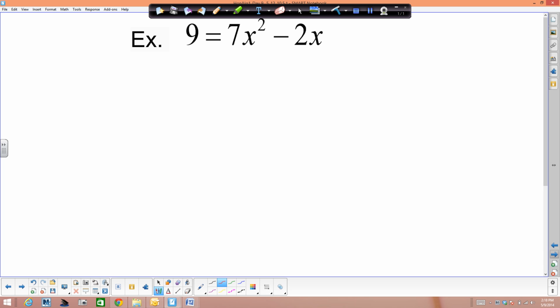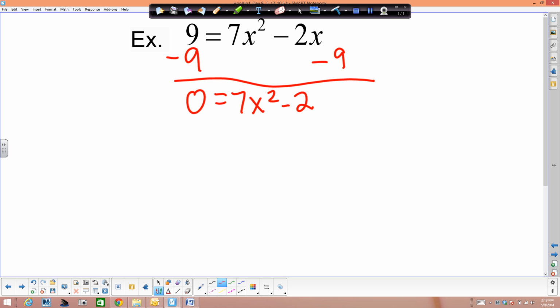Alright, so this one's a little bit different because if you notice, we're not in standard form. So in order to get to standard form, we need to move everything to one side of the equation. It's totally up to you which side you move to. I'm going to just subtract 9. And so we'll have 0 equals 7x squared minus 2x minus 9. So from that we know a equals 7, b equals negative 2, and c equals negative 9.